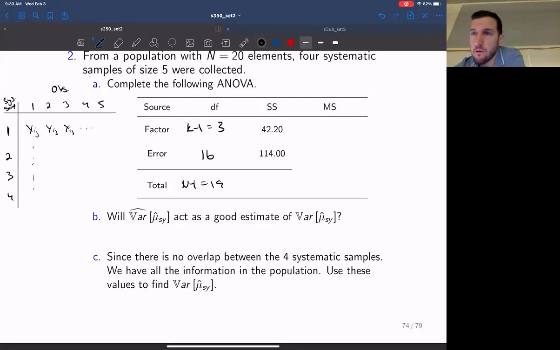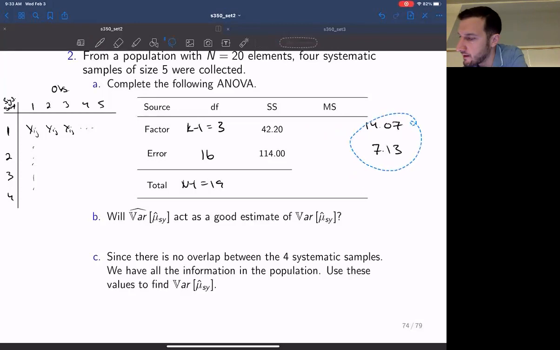Okay, the mean squares are simply the sum of squares divided by their corresponding degree of freedom. So 42.2 over 3 is going to be 14.07. And 114 over 16 is going to be 7.13. Maybe I'll just write this out so that we have it here. So 42.20 over 3 and 114.00 over 16.